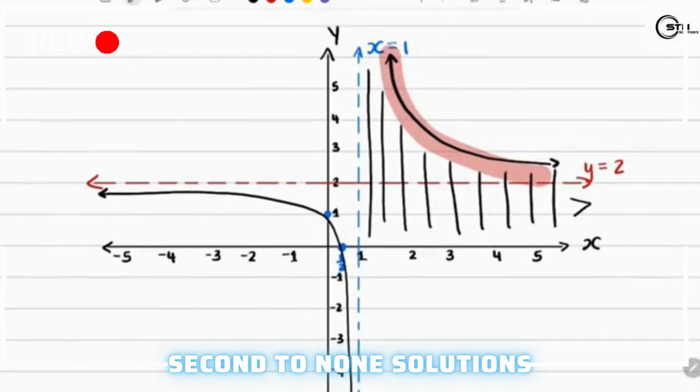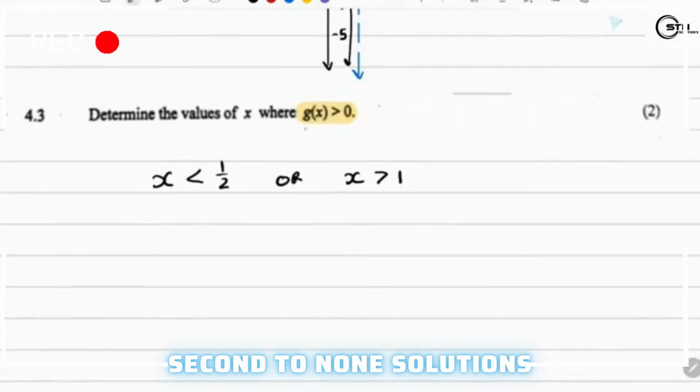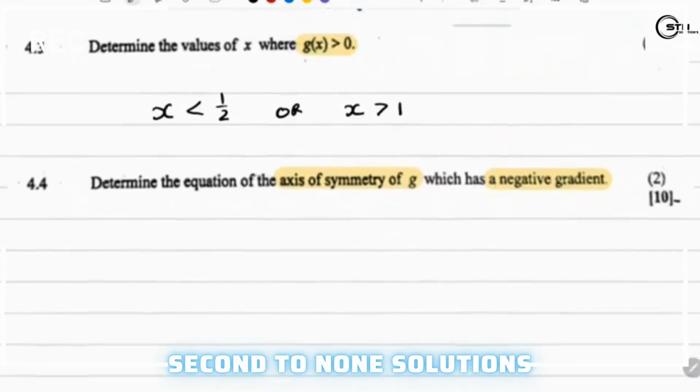We cannot say x is equal to 1 because we have an asymptote there and the graph does not have a value at x is equal to 1. So moving on to the next question. The next question says, determine the equation of the axis of symmetry of g which has a negative gradient. Okay, they've been very nice in these questions, honestly speaking. So the whole question 4 was really good.